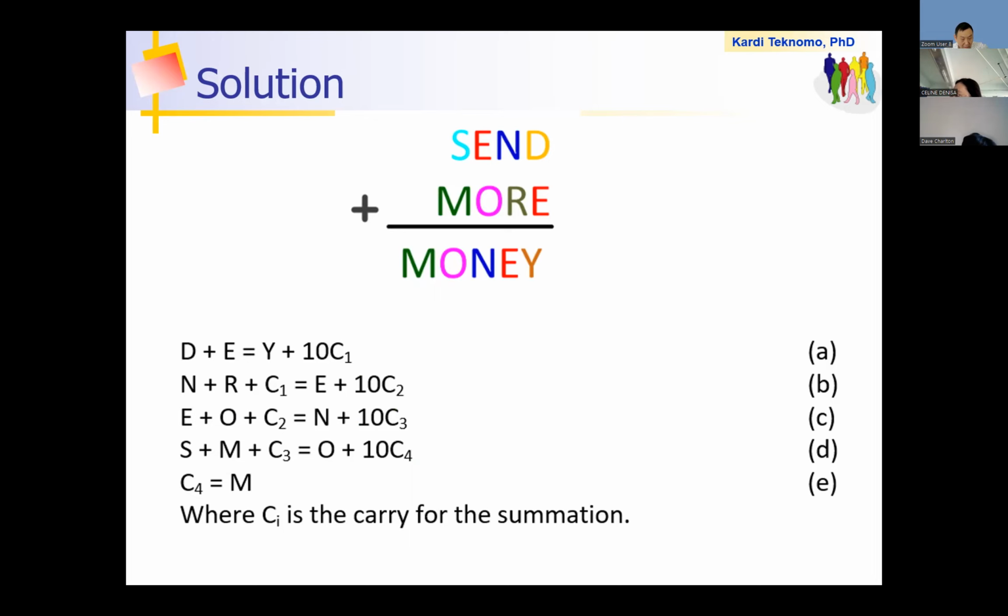And then E plus O plus carry 2 become N, plus 10 times carry 3. And then S plus M plus carry 3 become O plus 10 times carry 4. And then that carry 4 must be M. Oh, now we have these 5 equations, where the carry is the summation.